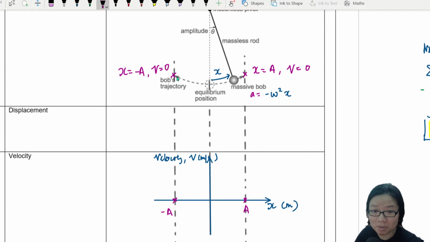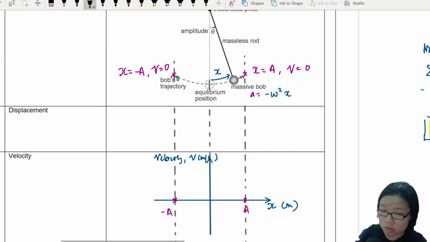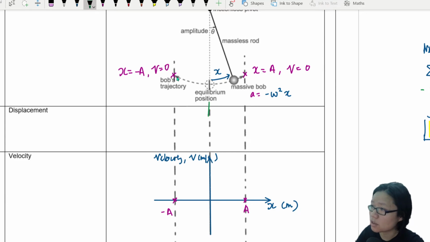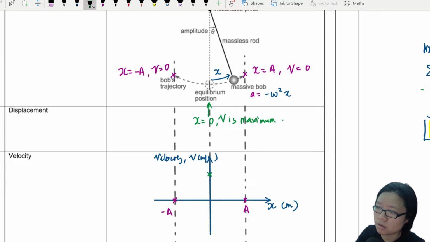Okay, now what about the equilibrium position? You may be thinking, oh teacher, I know. Equilibrium position is when it's at the fastest, right? So here, at this point, x is equal to 0. Velocity is maximum. Okay, so maximum means big, right? So here, positive A. So the graph just joins this one?